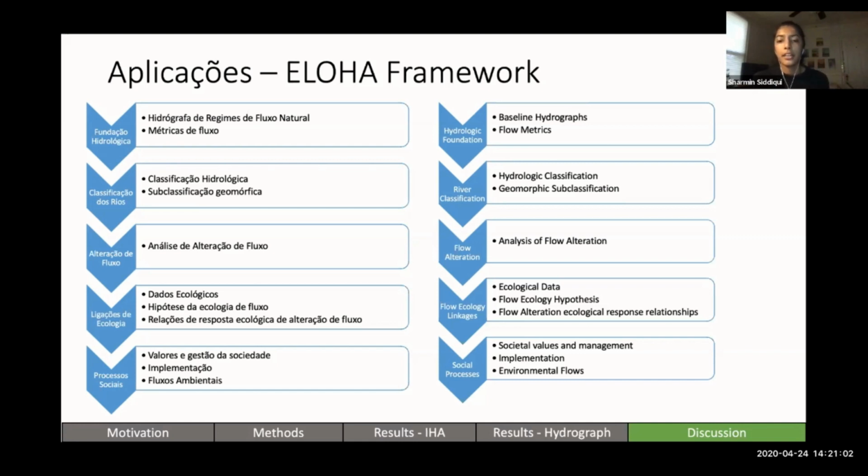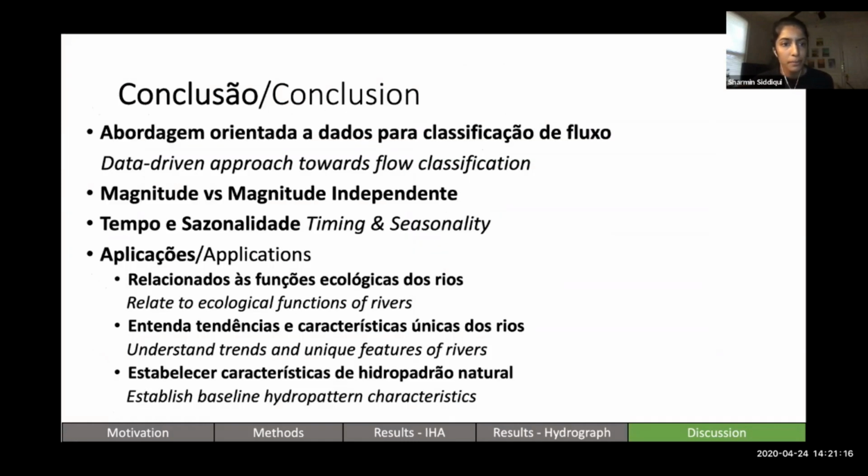And then lastly, connecting it into this larger framework of societal processes directly linked to societal values and management programs, the implementation of conservation programs, and environmental flows and adaptive management programs.